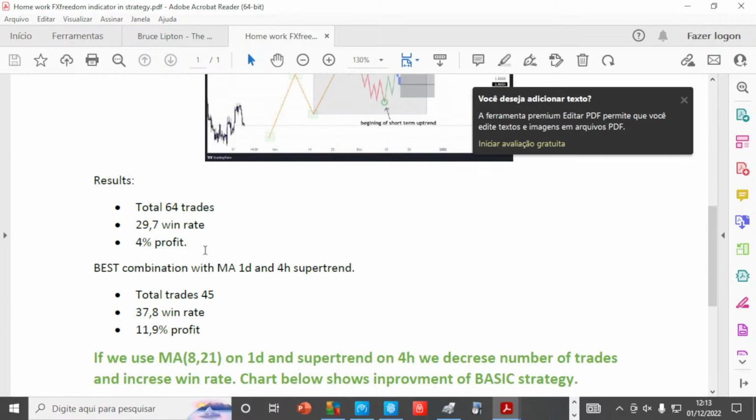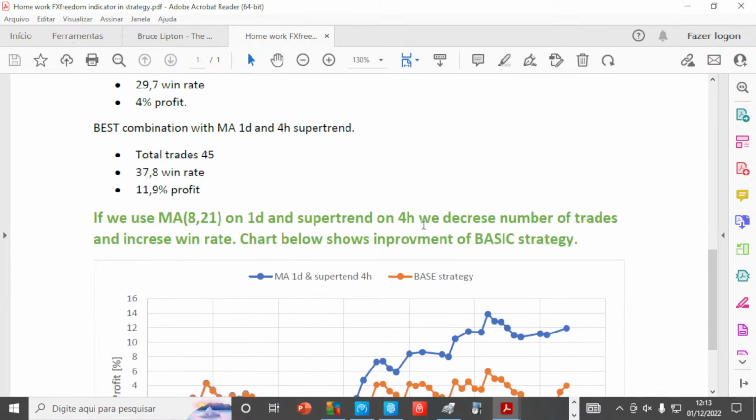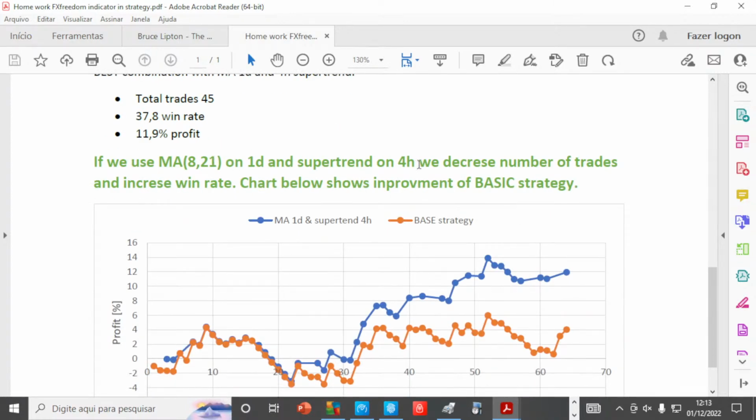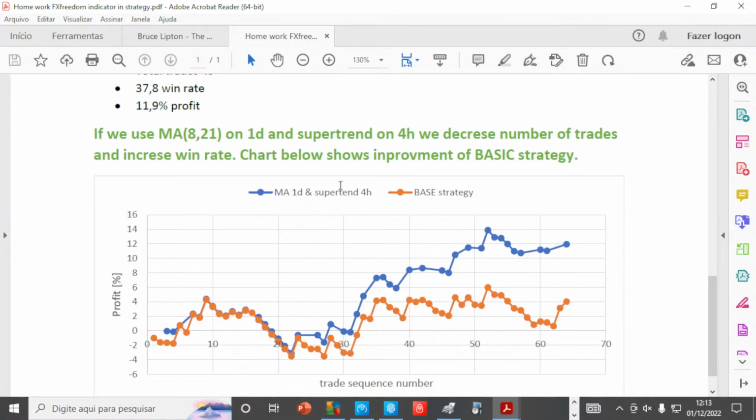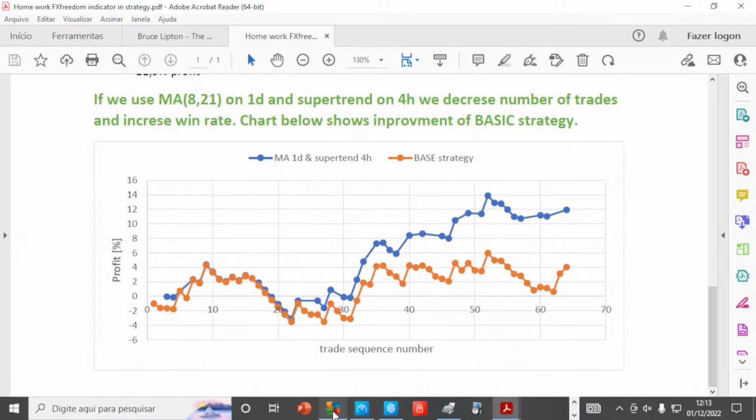Anyway, everybody, this is the result. If we use EMA and daily super trend, we decrease number of trades and increase win rate. Chart below. Thank you very much.